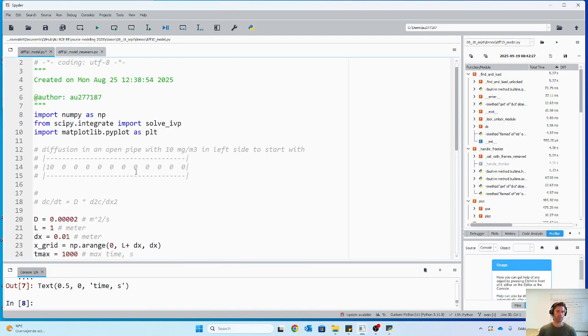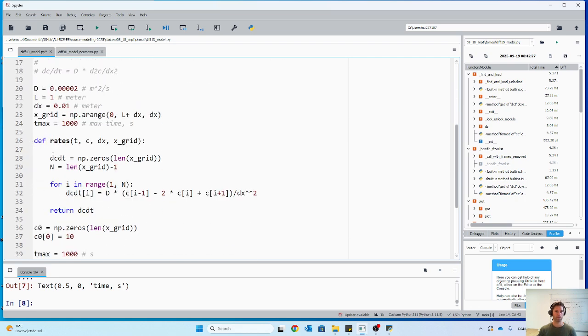So in the last video, I showed a diffusion in a pipe where we had fixed concentrations on the left side and on the right side. These were set to 10 milligrams per cubic meter and 0 milligrams per cubic meter. This was what we called Dirichlet boundary conditions, which is also called the first type of boundary condition. And that means that the state variable is fixed at the boundaries.